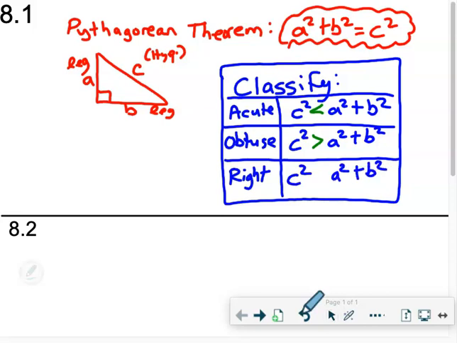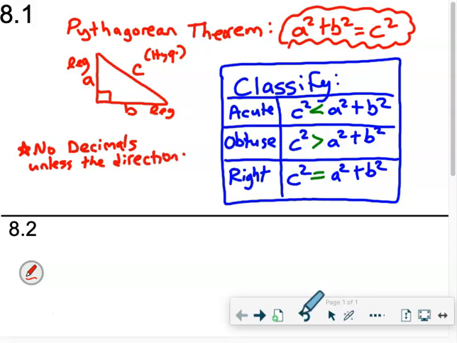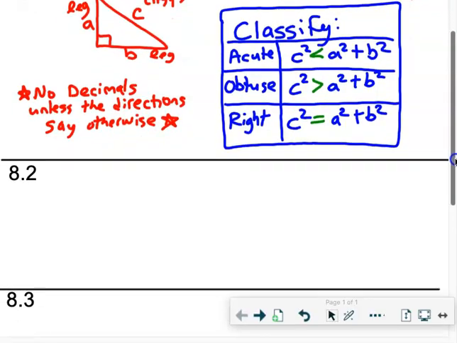So those are the two things that you want to know in terms of the Pythagorean Theorem: how to use it to find the missing side, and how to classify using acute, obtuse, and right. Remember that we don't want decimal answers unless the directions say otherwise. What that means is you need to simplify the square roots, so make sure you write it in terms of a simplified square root. All right, let's move on to 8.2.